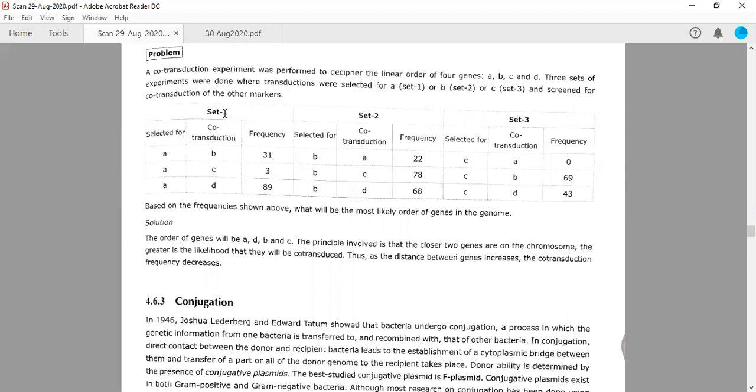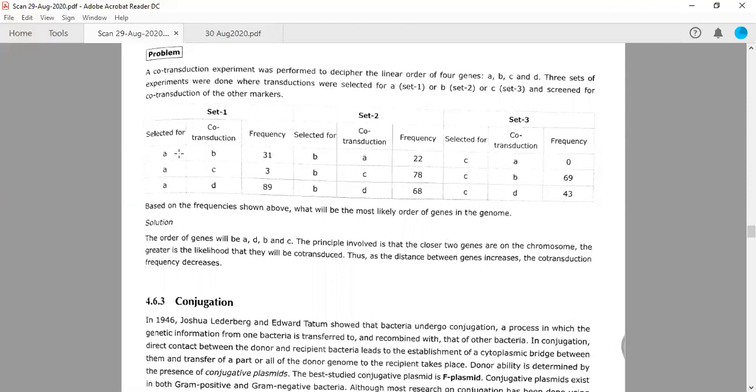set A. It is actually for the same, you can correlate this for the same example we had discussed earlier, or you can think of this example, this problem as a new one, because actually here they are telling about 4 genes, right?